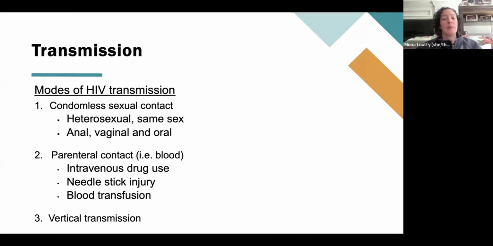And then the second mode is through blood, parenteral contact. So with intravenous drug use, it's not the intravenous or the drug use, but that the supplies being used have blood on them. And it's the exchange of blood. That's the issue. Needle stick injury, blood transfusion. And then what we call vertical transmission or perinatal transmission. That is the transmission from a person who's pregnant to their infant.